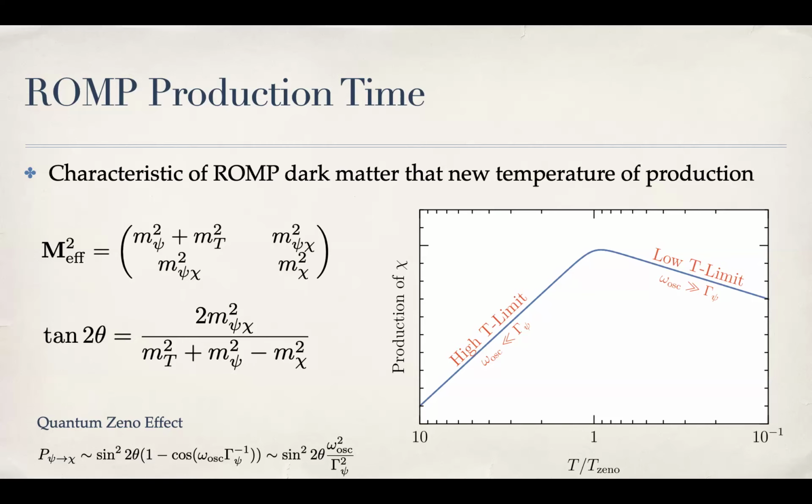Now let's go back to this probability of conversion, which is going to be roughly sine squared of 2 theta times 1 minus cosine of omega_os times time. If, however, your scattering rate is so fast compared to your oscillation rate, then what happens is you don't average out your cosine omega t, right? Every time you're scattering, you keep seeing your psi state. It doesn't have time to oscillate into a chi. And so your production of chi is suppressed every time you make a measurement.